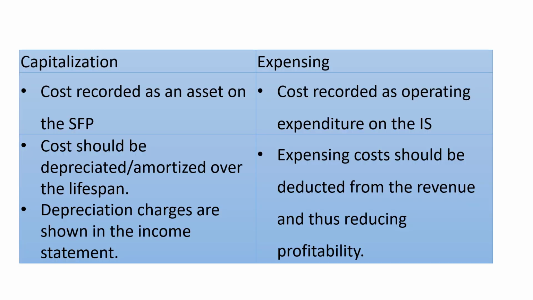Now let's summarize capitalization versus expensing. In capitalization, we record the cost as an asset on the statement of financial position, whereas in expensing, the cost is recorded as an operating expenditure on the income statement. When capitalizing a cost, it is later depreciated over the period of its life, so the depreciation charges are shown in the income statement. When we expense the cost, it is deducted from the revenue. As a result, it will reduce the profitability.